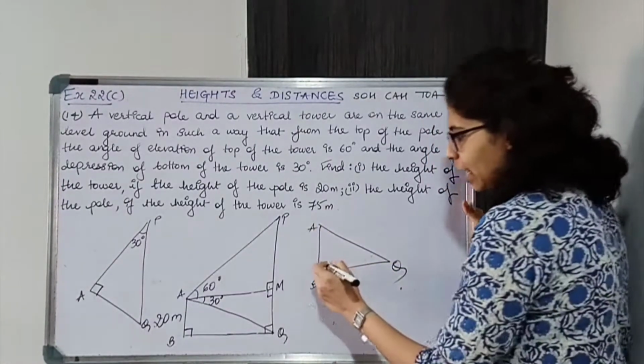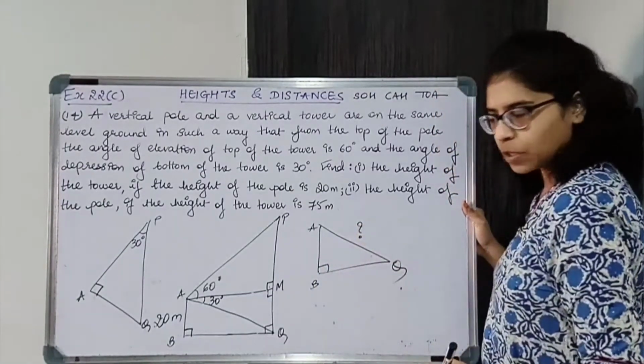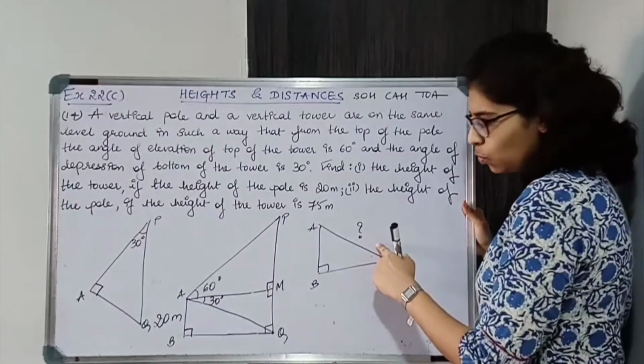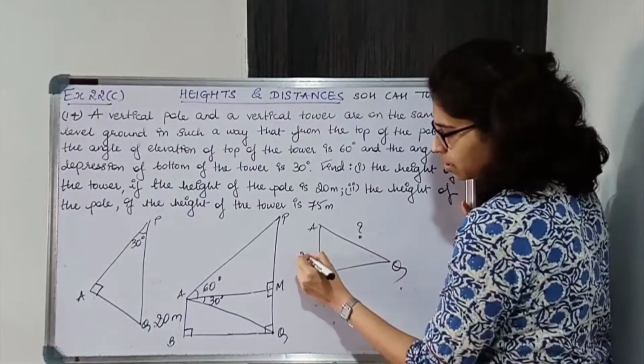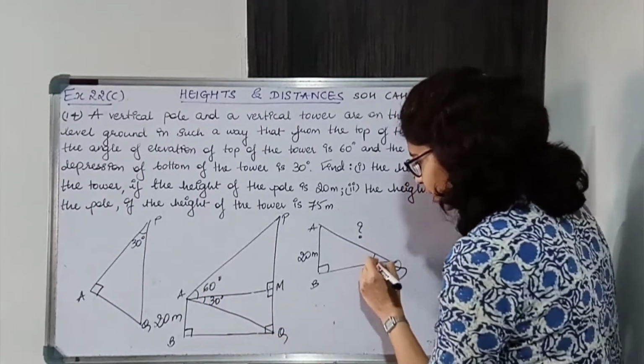Okay, ABQ is a right angle triangle. मुझे AQ find करना है. Okay, so AQ you can easily find. This is 20 meters and angle AQB is 30 degrees.